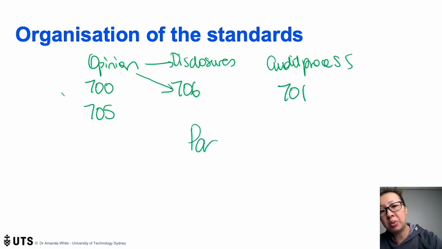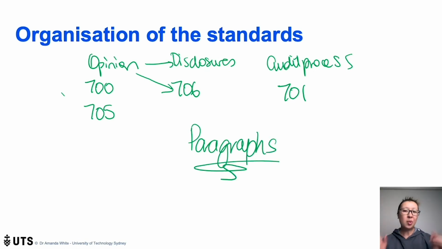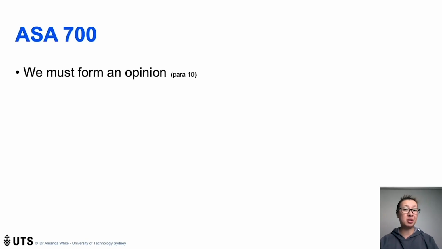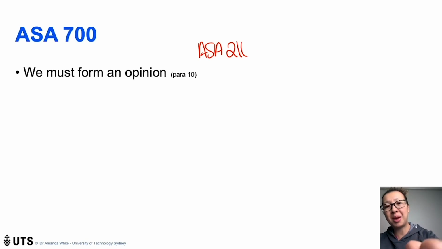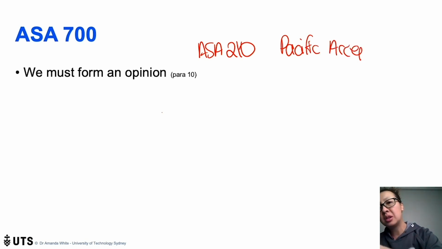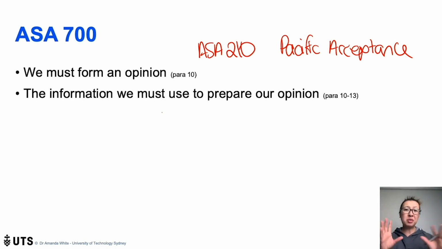And it's really important as well that you know your paragraphs when it comes to these particular standards. So with ASA 700, we have to form an opinion. We can't get away with not forming an opinion. Our engagement letter, which is our contract from ASA 210, says we have to give an opinion, as well as the Pacific Acceptance legal case that says we have to have an opinion as well. So what sort of information must we use to prepare our opinion?